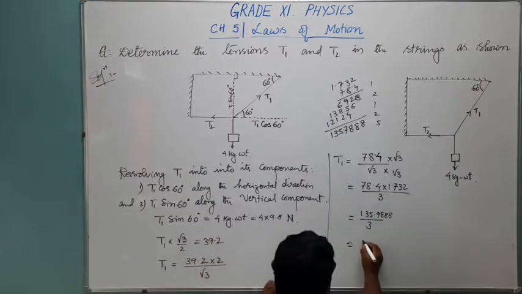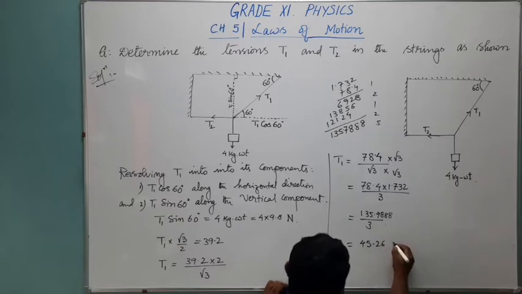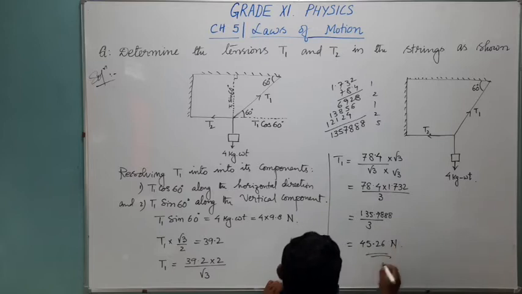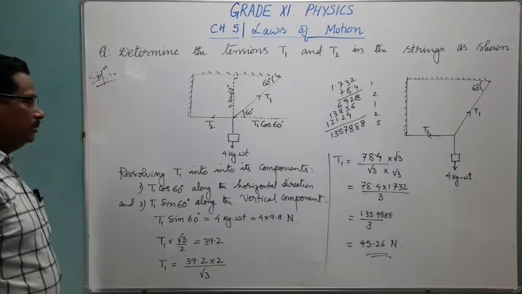Then divide it. 3 4s are 12, 3 5s are 15, 3 2s are 6, 1 8, 3 6 are 18, 3 2s are 6, and it will go on. 2 is less than 5, leave it. Tension means force, so the SI unit will be newtons. Like this you can find out T1.